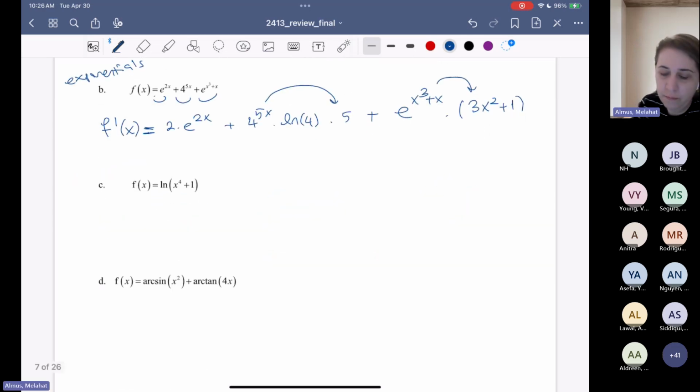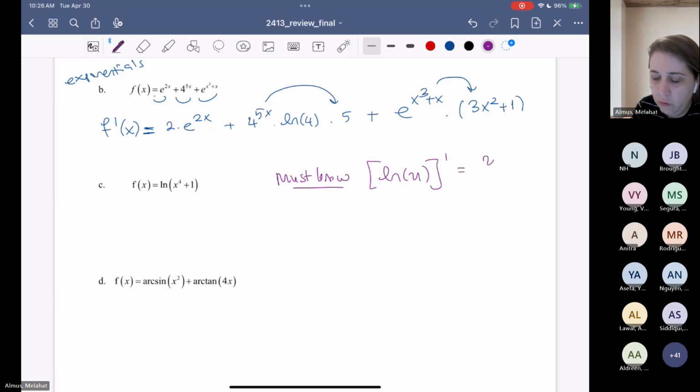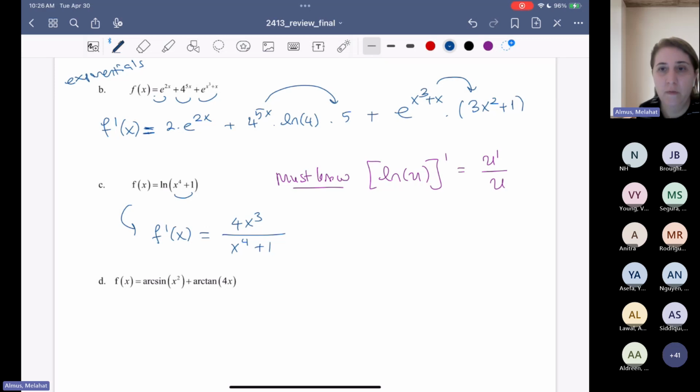And ln is very important. Must know ln of u. What's the derivative? U prime over u. Okay, derivative of inside versus inside. So this is ln of x to the power of 4 plus 1. The derivative becomes 4x cubed divided by x to the 4 plus 1. And that's it. You don't do anything else. It's u prime over u. Unless there are obvious cancellations, that is it.